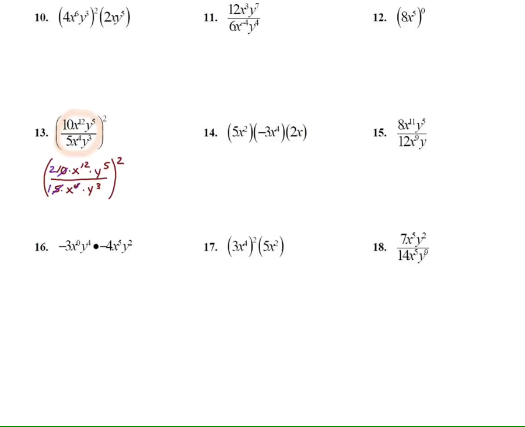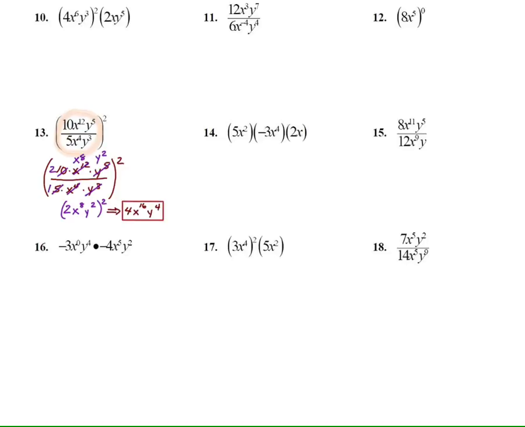4x's in the bottom reduced with 4x's in the top, leaving 8x's in the top. And then 3y's in the bottom reduced with 3y's in the top, leaving 2y's in the top. So really what this becomes is 2x to the 8th y squared, all raised to the second power, which would be squaring everything on the inside.